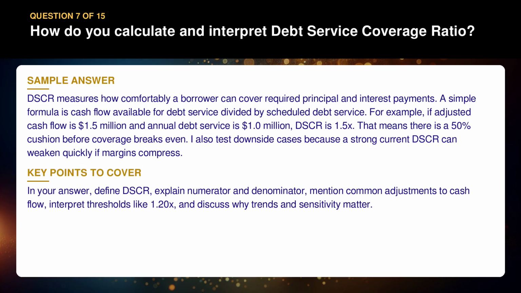In your answer, define DSCR, explain numerator and denominator, mention common adjustments to cash flow, interpret thresholds like 1.20 times, and discuss why trends and sensitivity matter.